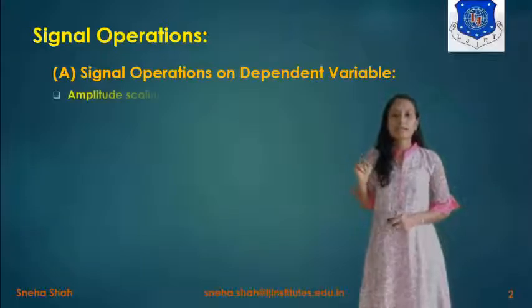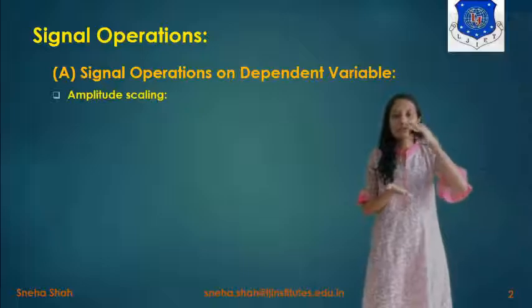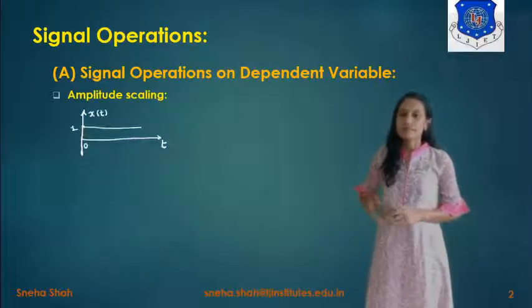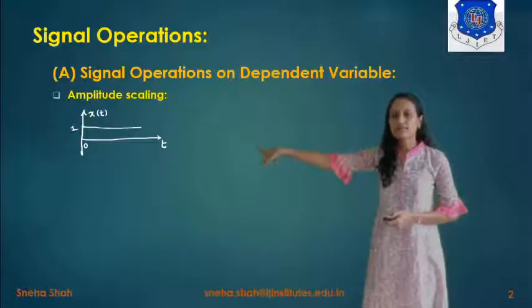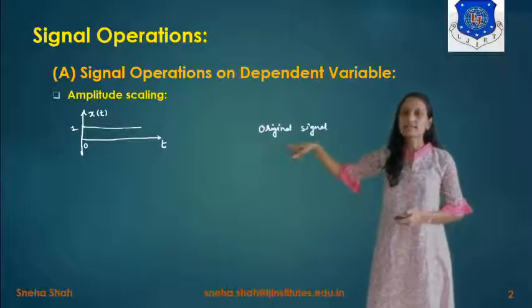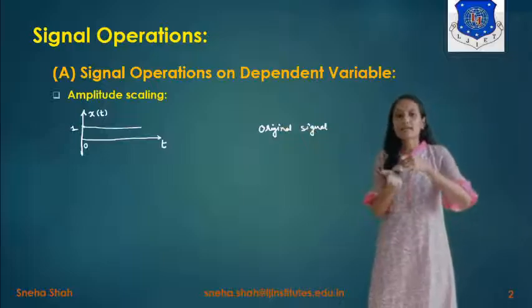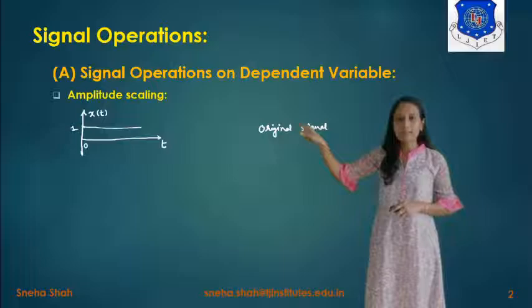The first operation is amplitude scaling. We can increase the amplitude or decrease the amplitude by doing amplitude scaling. Suppose we are taking one example, x of t equals 1 for 0 to infinity. This is considered the original signal. Now we have to do the scaling on this, either increasing or decreasing the amplitude.